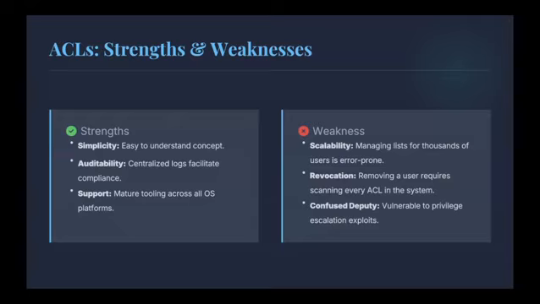They are simple to audit, but they don't scale well in large systems. For example, in a company with 5,000 employees, removing one employee means searching all the files to find where their name appears. ACLs also suffer from confused deputy problems, where a privileged program can accidentally use its authority to perform a dangerous action. And also, it has mature tooling across all OS platforms.